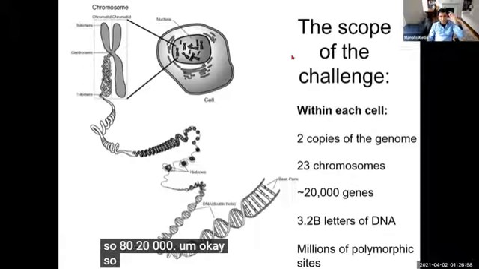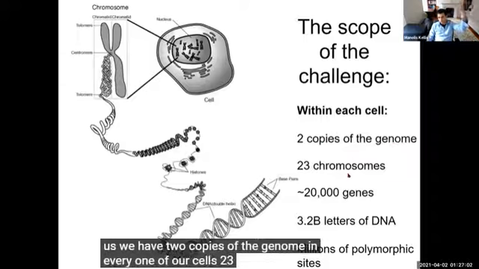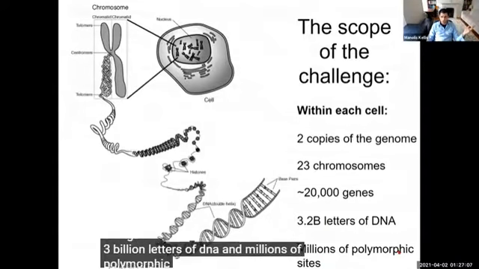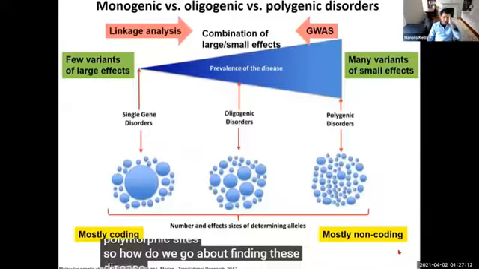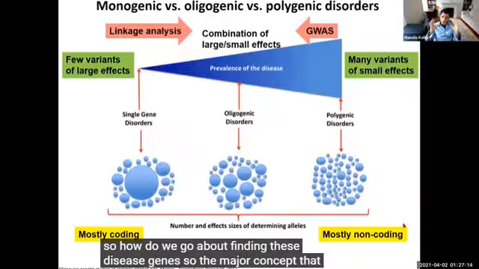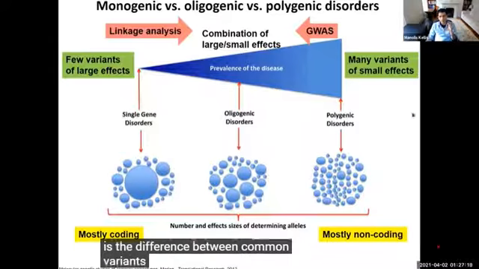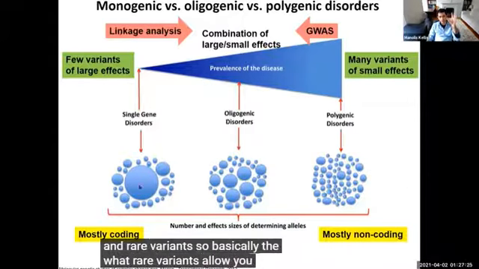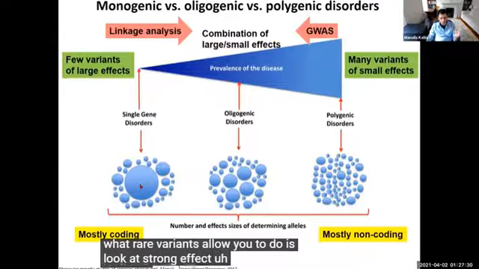Okay, so we have a big challenge ahead of us. We have 2 copies of the genome in every one of our cells, 23 chromosomes, 20,000 genes, 3 billion letters of DNA, and millions of polymorphic sites. So how do we go about finding these disease genes? So the major concept that I want all of you guys to get is the difference between common variants and rare variants. So basically, what rare variants allow you to do is look at strong effect variation.